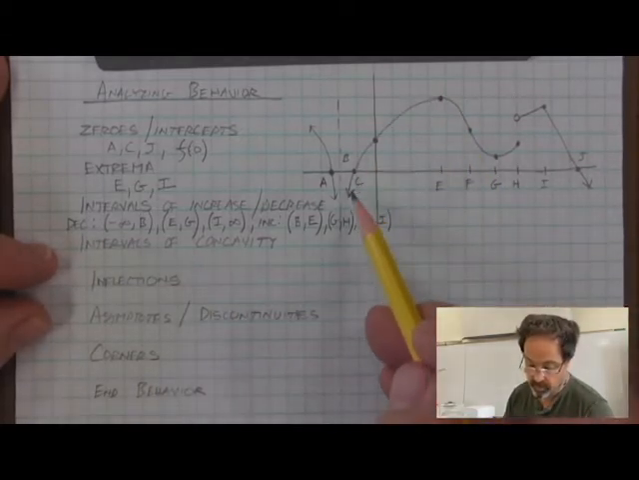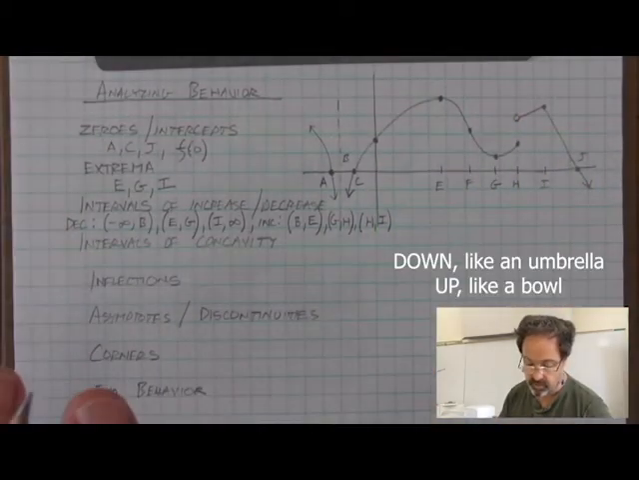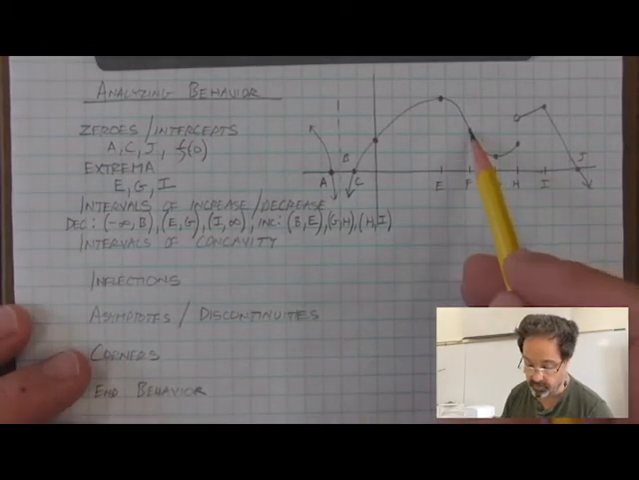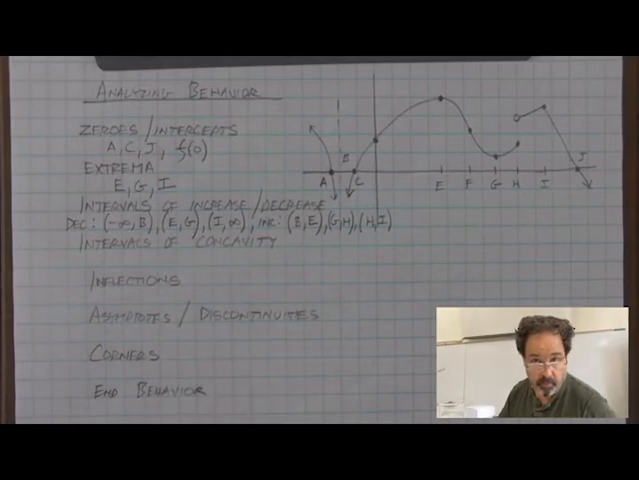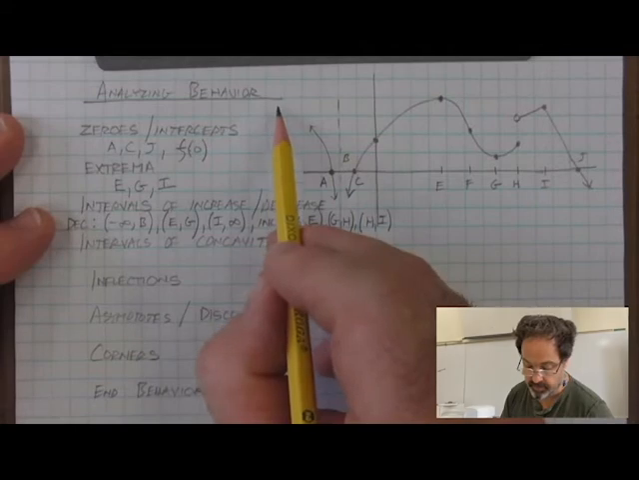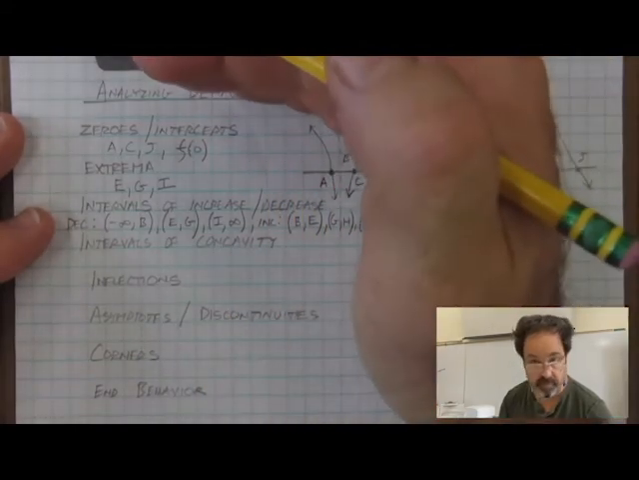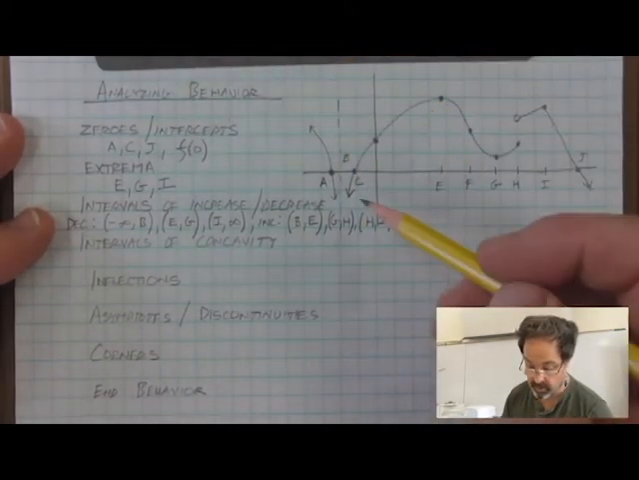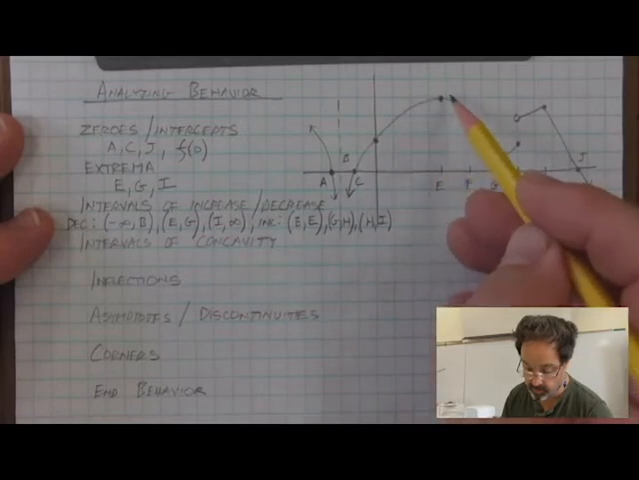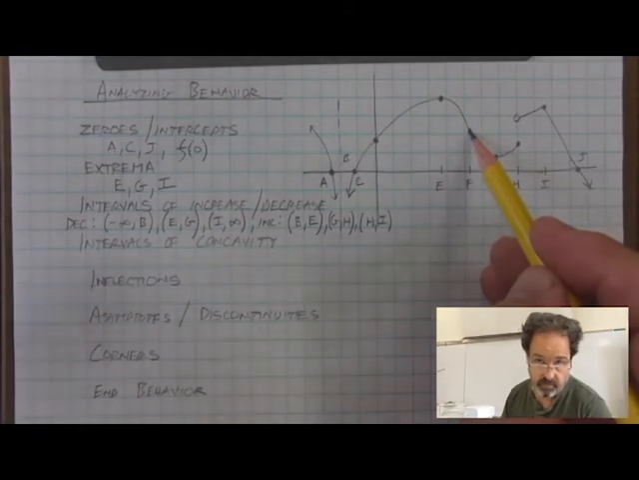Visually, a concave down region is like an umbrella curved downwards. A region where a function is concave up is like a bowl pointed upwards. In this case, from negative infinity all the way to this asymptote b, we have a curve that is concave down. And afterwards, from b through e all the way up to f, we also have a concave down curve.